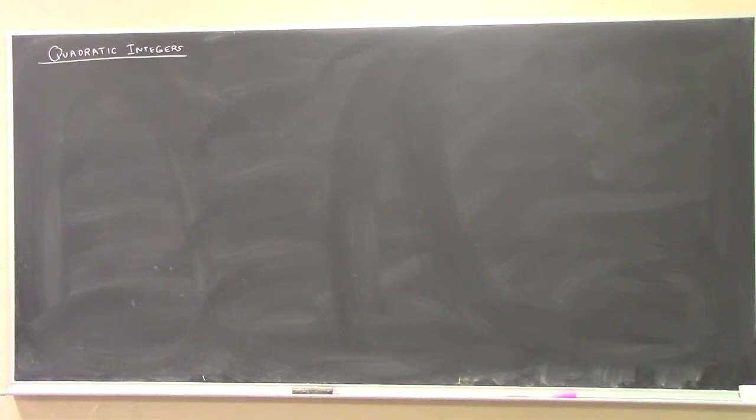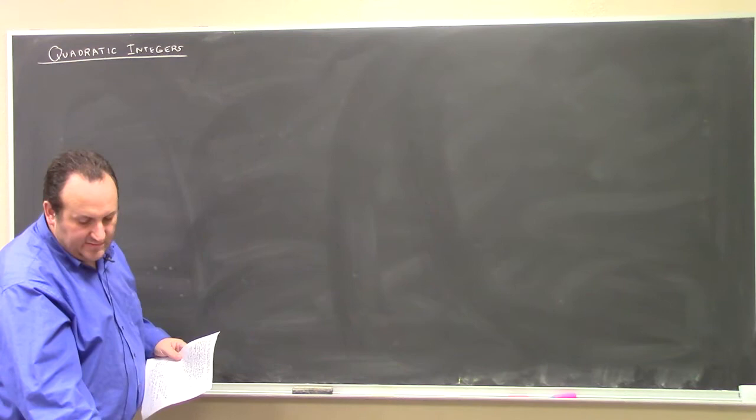So we begin again. This is continuing on to quadratic integers. And so we've looked at the Gaussian integers. They're really a specific instance of this idea.